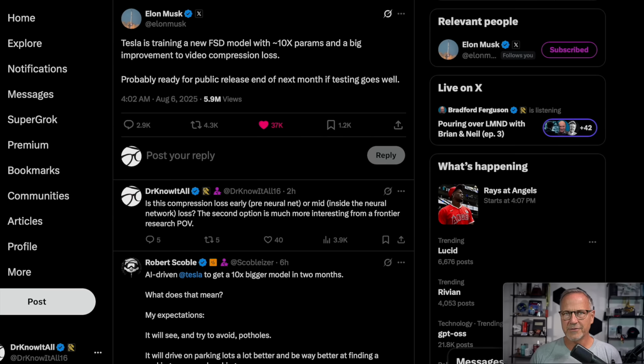I wanted to do a quick video this morning talking about Elon Musk's post from like 4:02 this morning. So just a few hours ago as I'm recording this, he said that Tesla is training a new full self-driving model with approximately 10x the parameters and a big improvement to video compression loss, probably ready for public release end of next month if testing goes well. So this is August, so let's call it the end of September. Let's call it the end of October to be realistic about things probably.